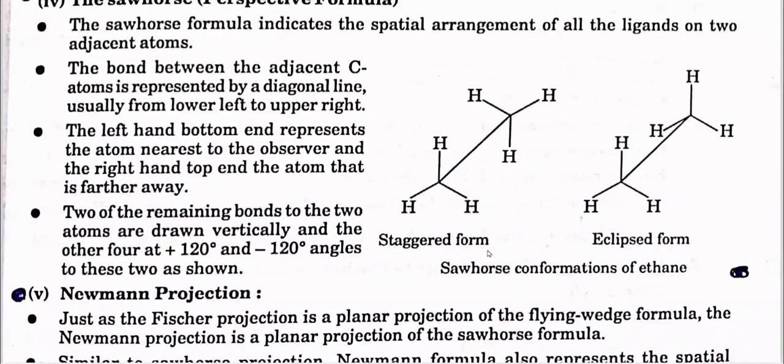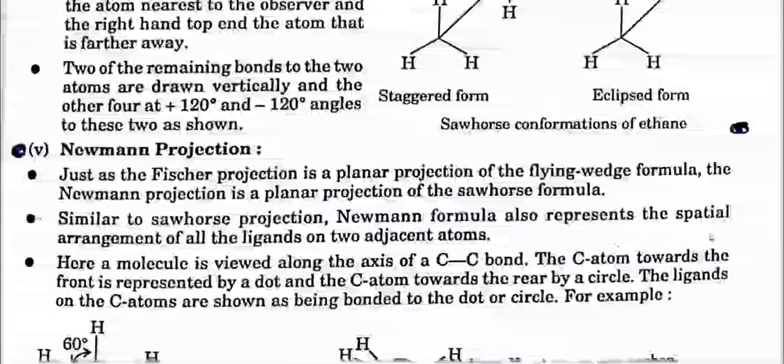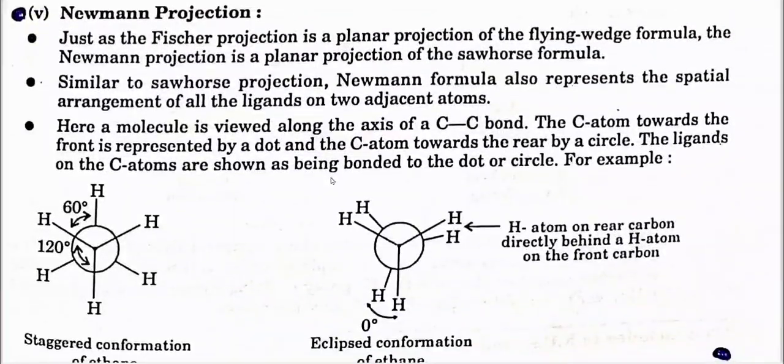Here we can see the Sawhorse conformations of ethane. We can see this staggered form and this is the eclipsed form. Next is the Newman projection.